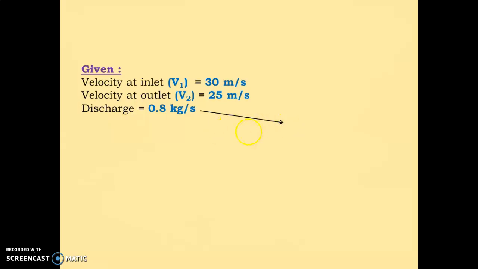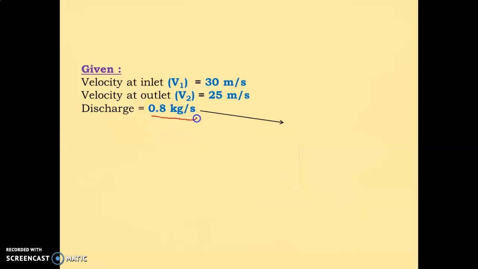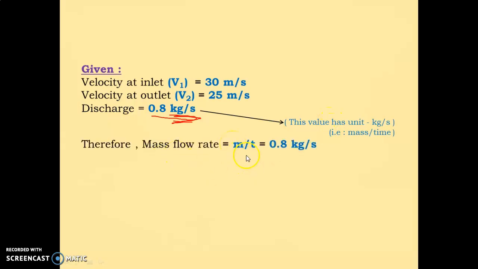Now discharge is 0.8 kg per second, it is given in the problem. But if you see the units, it is kg per second. Now kg is mass and second is time. So this value is nothing but mass upon time. Now what is mass upon time? We all know it is mass flow rate. Hence mass flow rate is 0.8 kg per second. Now first we'll find out force in the direction of jet, that is in the x direction.